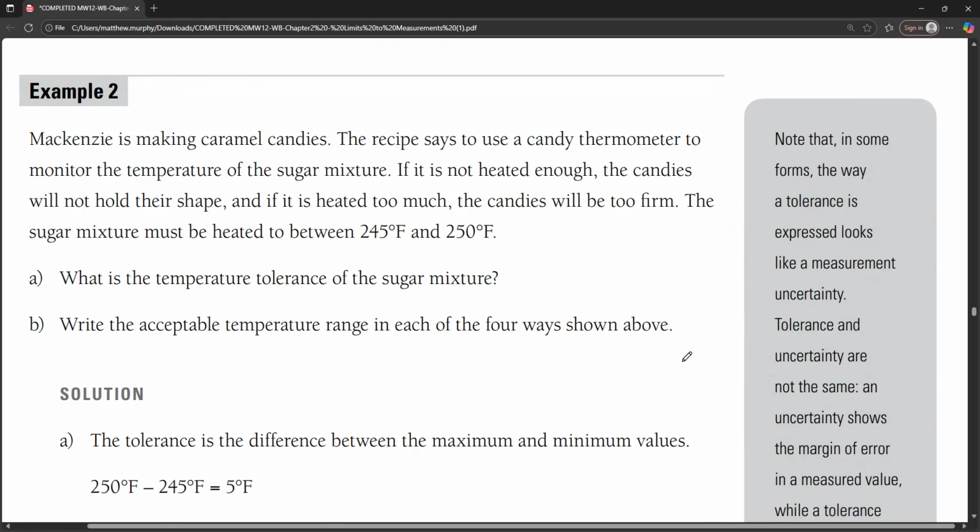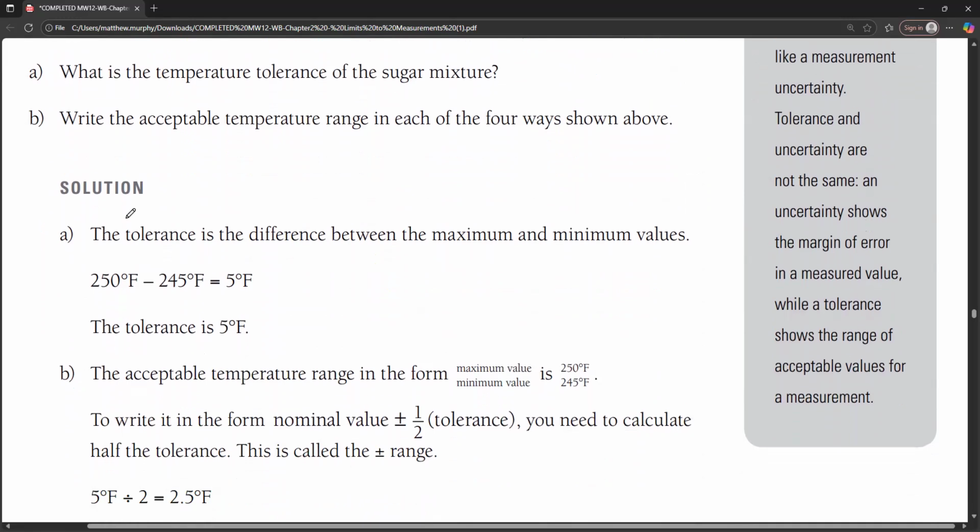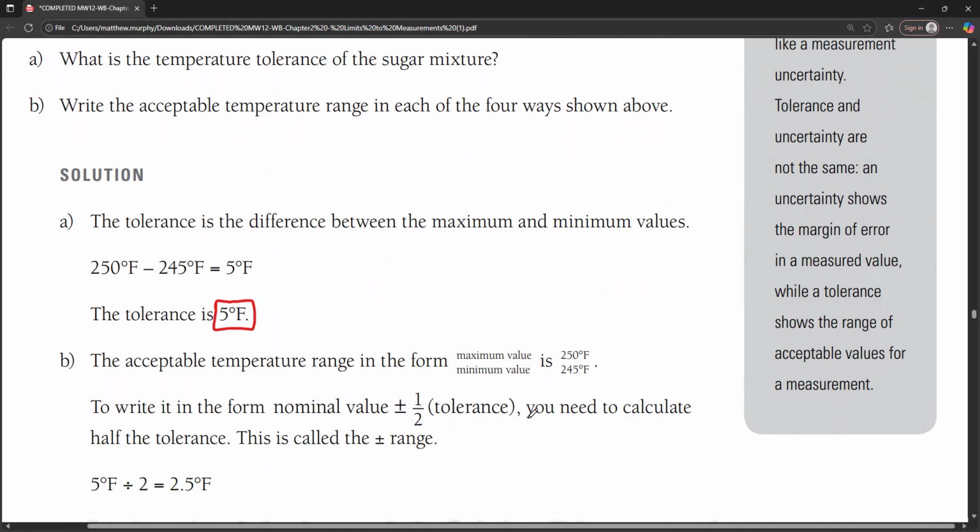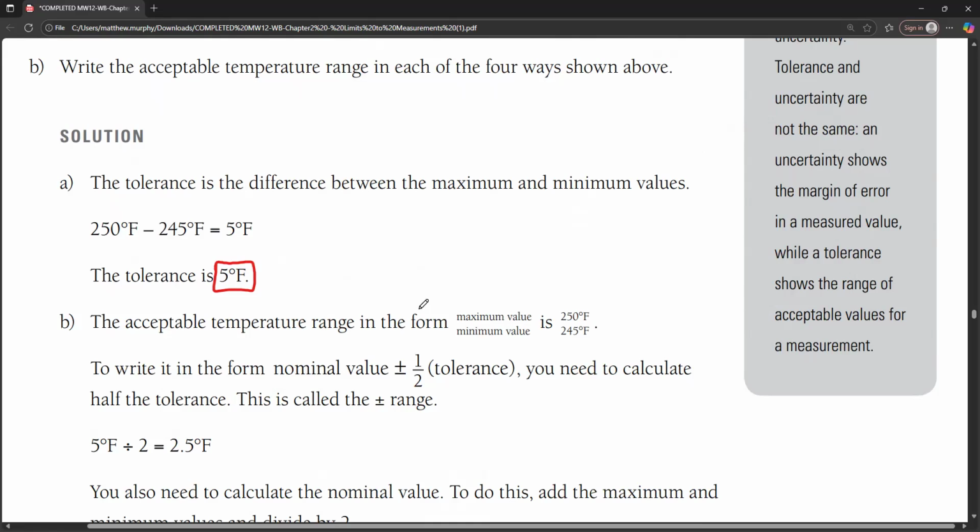So, solution. To get the tolerance is the difference between the maximum and minimum values. So if your maximum is 250, your minimum is 245, the tolerance is 5 degrees. Okay, pretty straightforward. And then B, write the acceptable temperature range in each of the 4 ways shown above. Okay, so the acceptable temperature range in the form max over min, you put the maximum temp, minimum. And that's it, that's number 1.